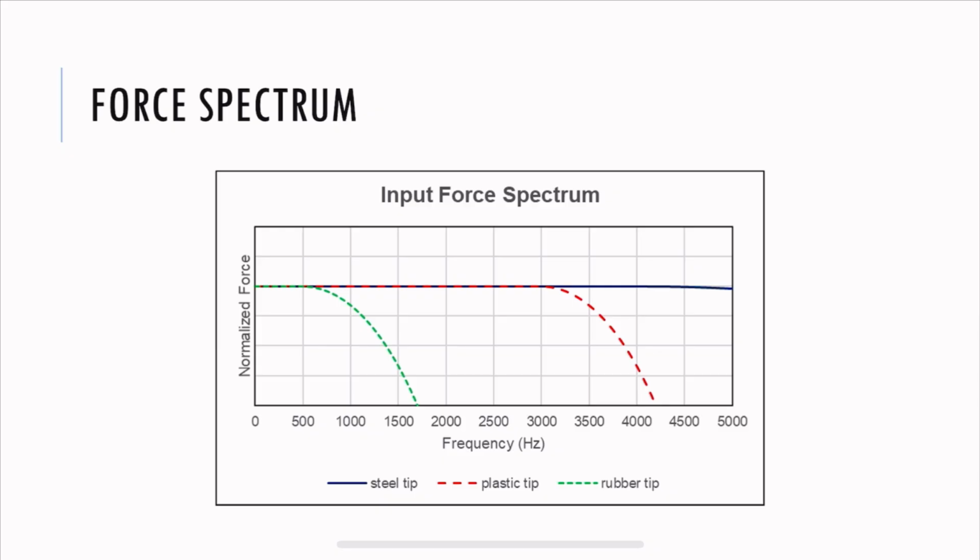And this is better for a plastic tip because the plastic tip stays lesser in contact relative to a rubber tip and hence has a wider bandwidth. And this is even the best for a steel tip because it's more stiff and it stays a very short time. The contact time is very short, hence it's reflected here. The bandwidth is very large.